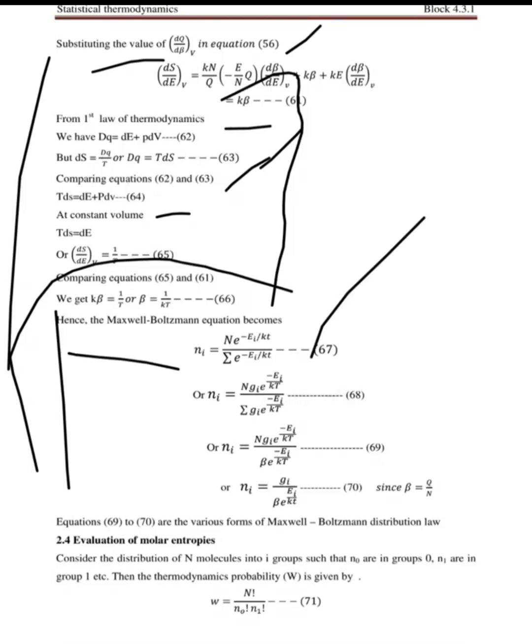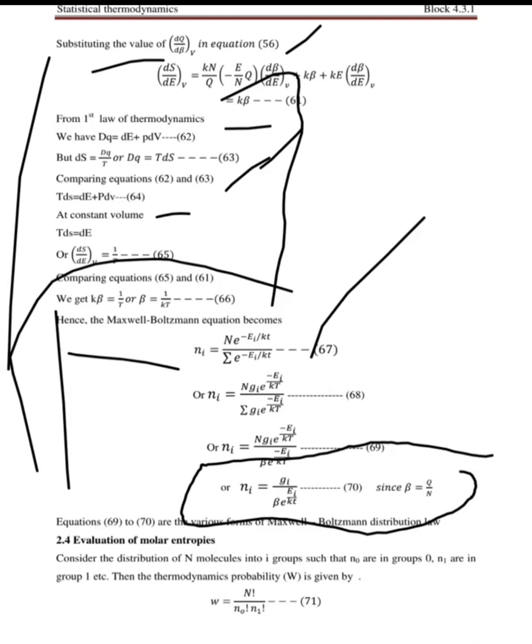that, where equation 70 is the Maxwell-Boltzmann distribution law.